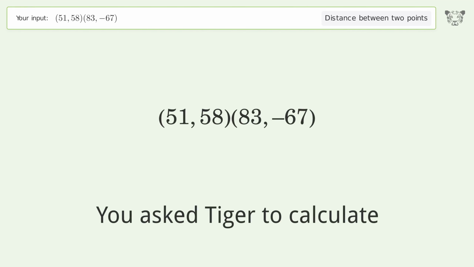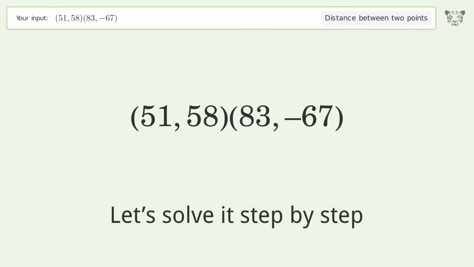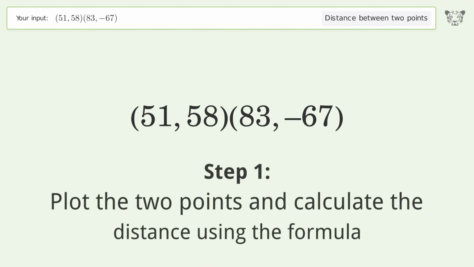You ask Tiger to calculate. This deals with the distance between 2 points. The distance between the 2 points is the square root of 16,649, or 129.031. Let's solve it step by step. Plot the 2 points and calculate the distance using the formula.